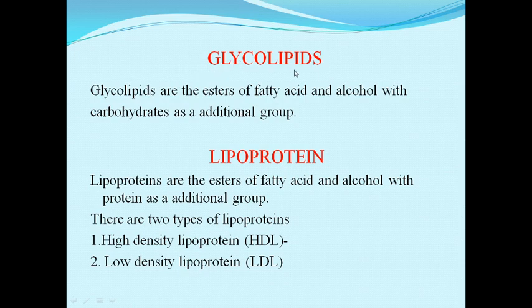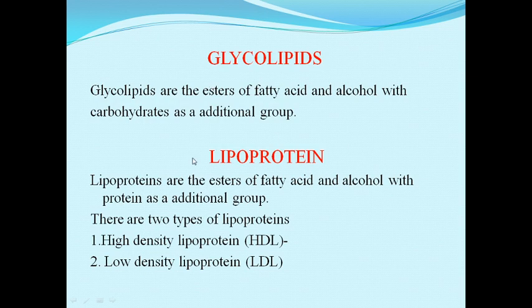Next, moving on to the glycolipid. What do we mean by glyco? Glyco is nothing but carbohydrates. So in the glycolipid, esters of fatty acid and alcohol along with carbohydrate as an additional group will be there. That is called glycolipids.